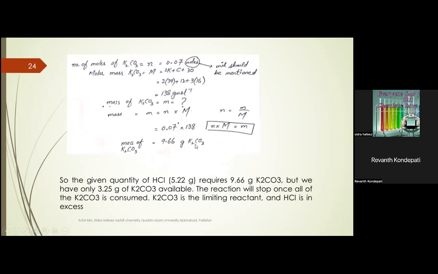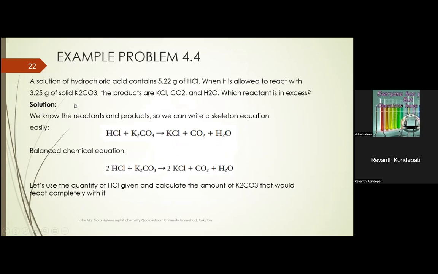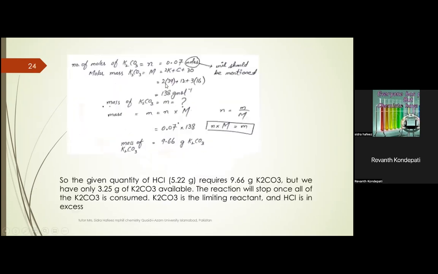potassium carbonate. But the available amount of potassium carbonate was only 3.25 gram. But this amount of HCl requires 9.66 gram potassium carbonate. So the given quantity of HCl, 5.22 gram, requires 9.66 gram potassium carbonate, but we have only 3.25 gram of potassium carbonate available. So the reaction will stop once all of the potassium carbonate is consumed. Hence, potassium carbonate is the limiting reactant and HCl is in excess.